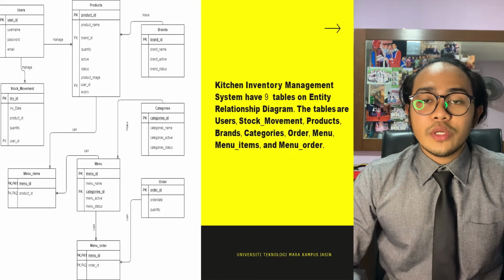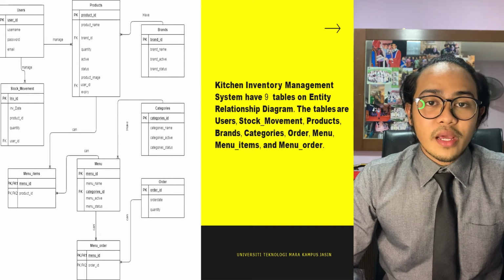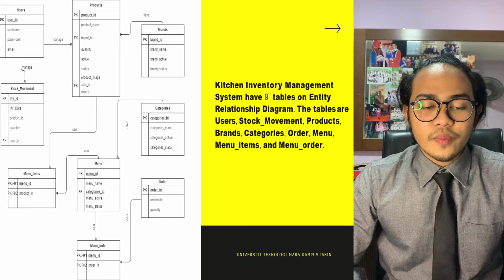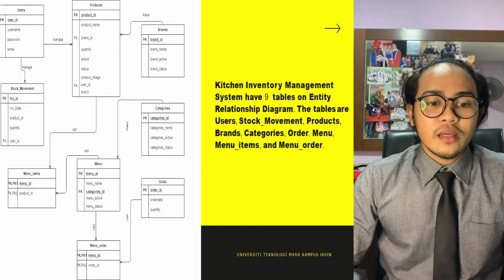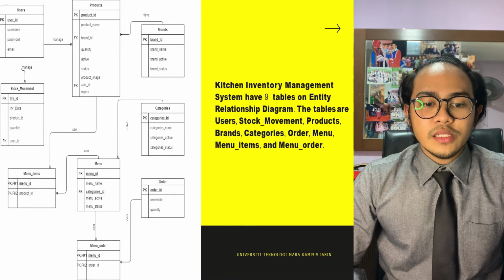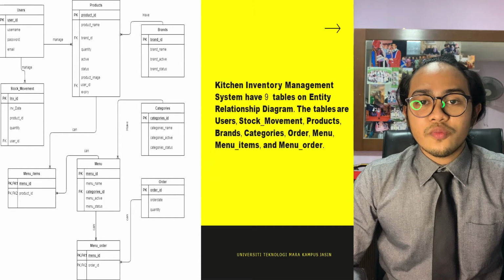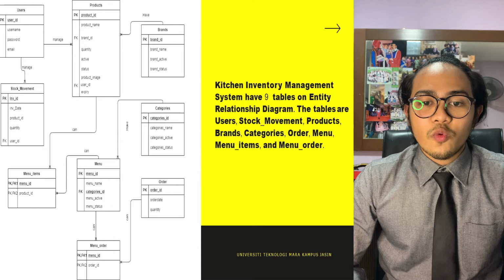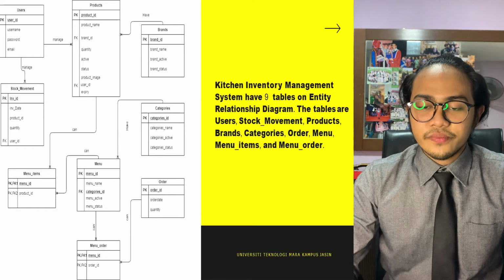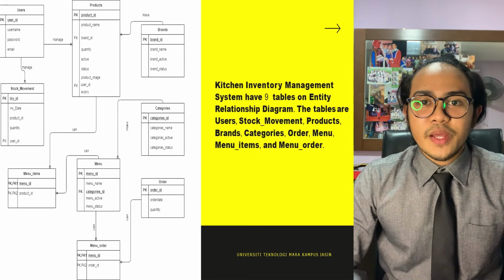So we go to the next part of the result and findings, where I include the entity relationship diagram that has 9 tables in it, which are the user, stock movement, menu items, menu order, categories, brand and product. For the relationships between the tables, menu and order have a many to many relationship, and the products and menu also have a many to many relationship. One user can manage many stock movements and many products, while one brand can have many products and one category can have many menus. Next, we will proceed with the system demo.